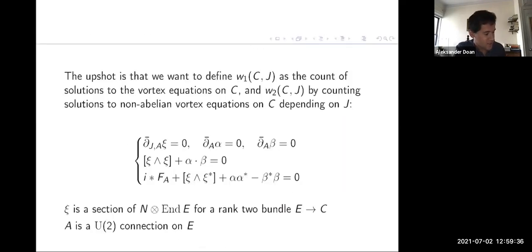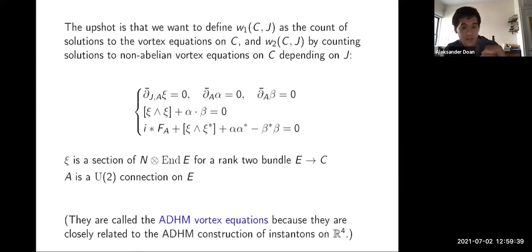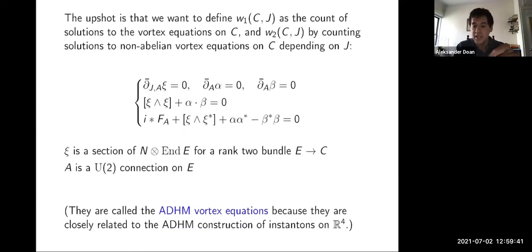And essentially the idea is that you can define such weights by counting solutions to a certain gauge-theoretic equation on the curve C. So I wrote down these equations here, but the particular form is not very important. The point is that on C, I will write down some equations with operators depending on J, and then I will count solutions to these equations. And I want the number of solutions to these equations to change when J is such that I have a multi-valued section of the normal bundle.